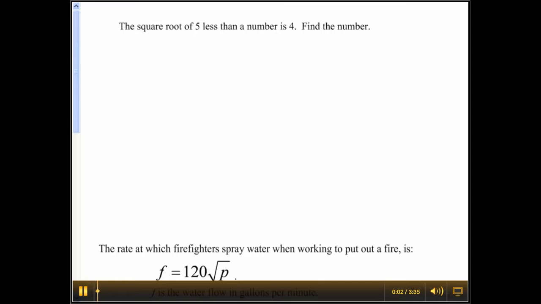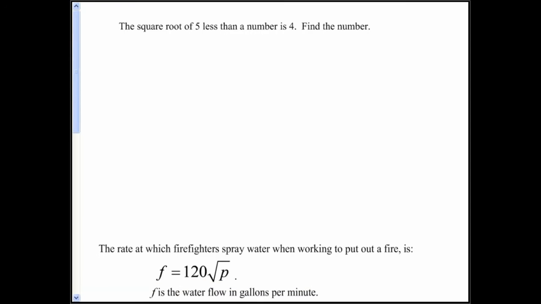Applications involving a radical equation. The first application is going to involve finding a number. So our unknown will be x, which will represent the number.